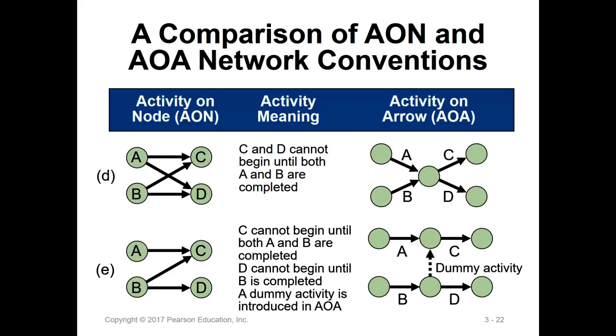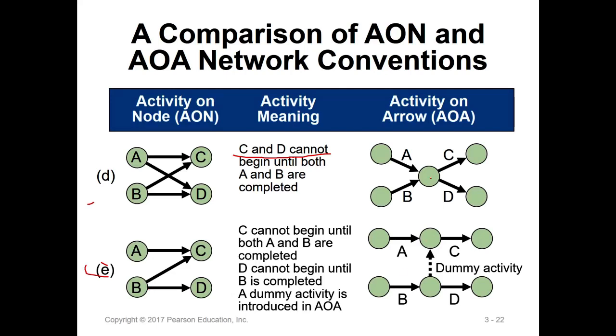So in this situation, C and D cannot begin until both A and B are completed. That means A and B are both the prerequisite of C and D, correct? And then for the E example over here, it's saying C has two prerequisites, A and B, but D only has one prerequisite, B.